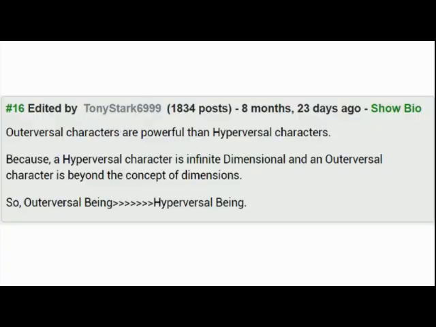Now, according to this, I got on Comic Theory or something, this person said outerversal. Well, we'll get to outerversal, but let's go down a bit. Right here, it says a hyperversal character is infinite dimensional, and the next one out will be outerversal in power. So if you're infinite dimensional, you're hyperversal, and if you're outerversal, you're beyond the concept of dimensions altogether. So you would be above infinite dimensional, right? So yeah, that's important to keep in mind.